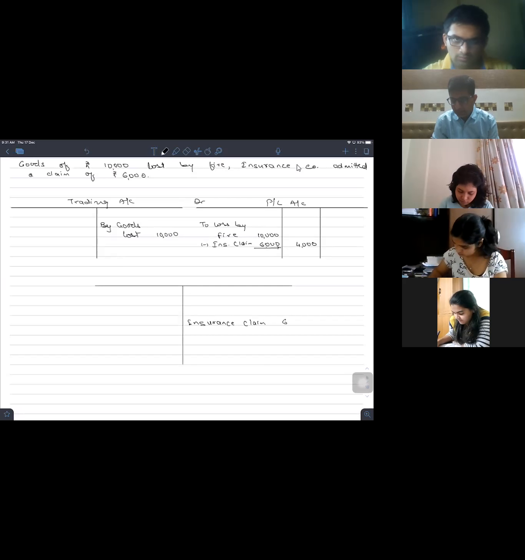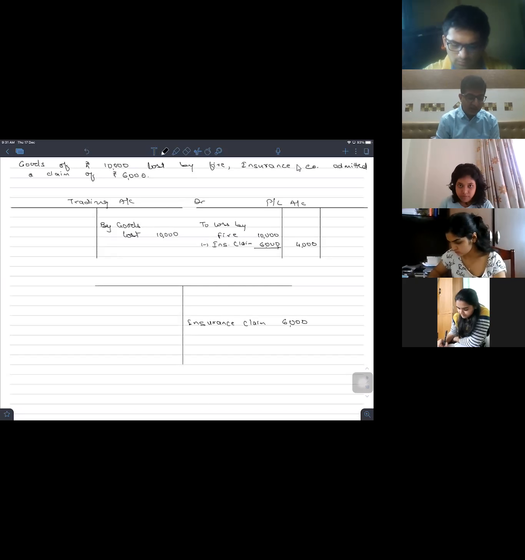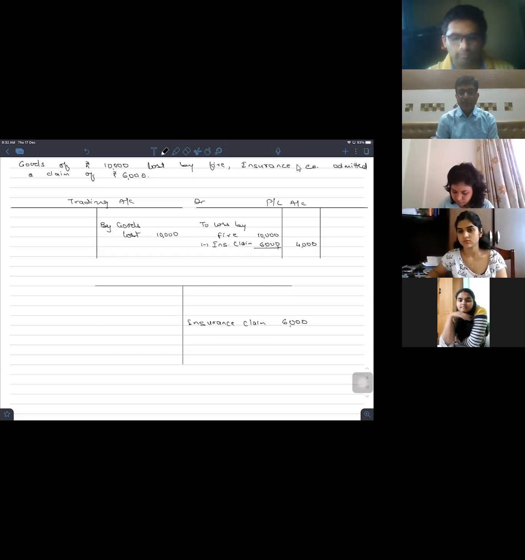Insurance claim. How much? Rupees 6,000. So if you check it out now, the ultimate total effect of debit and credit remains at the same value. The total of debit is again equal to the total of credit. How? P&L debit rupees 4,000. Asset shown in balance sheet 6,000. So total debit of 10,000 and trading account is credited by 10,000. So total of debit is equal to total of credit.